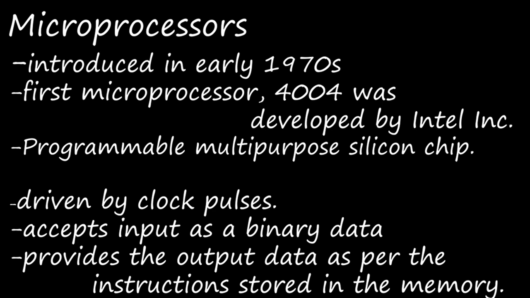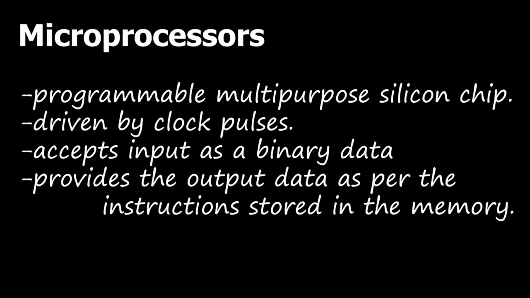And this microprocessor is a programmable multi-purpose silicon chip, okay? You have to remember this line: programmable multi-purpose silicon chip, okay? This is a chip which is made of silicon. This is used for many purposes, that's why it is called multi-purpose, okay? And this is programmable. We can give some instructions inside it and we can design it. So this is a programmable multi-purpose silicon chip, okay?